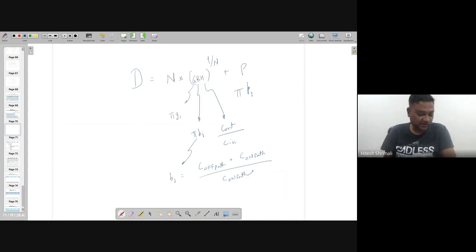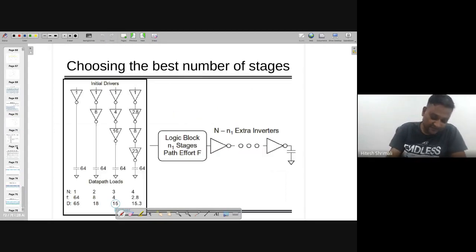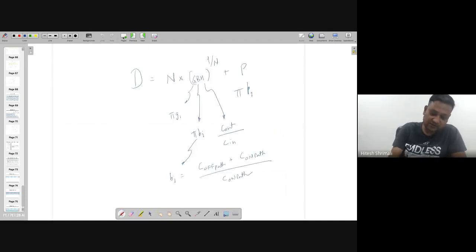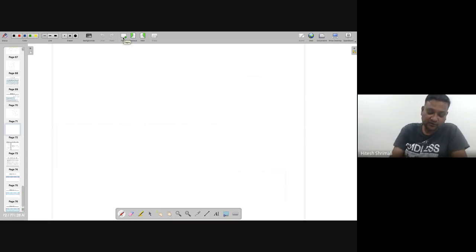Okay, so using that you can find out. Now the most important thing here is, before maybe going to this, I can give you one example. Let's assume that there are some gates here like this. A NAND gate is there, which has some capacitance. Let's assume that that capacitance is 10.